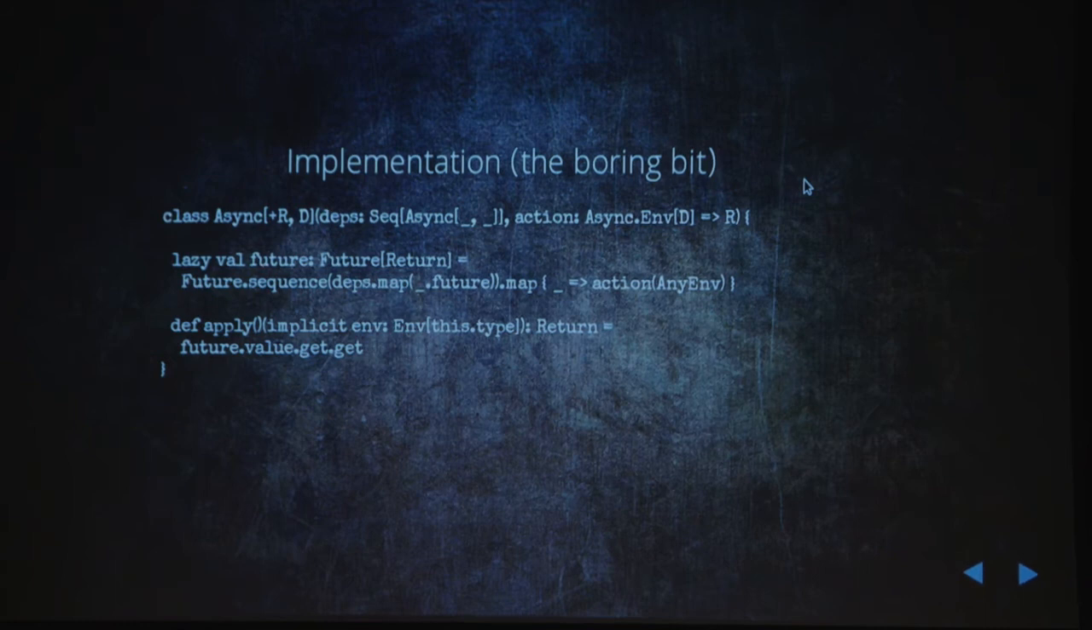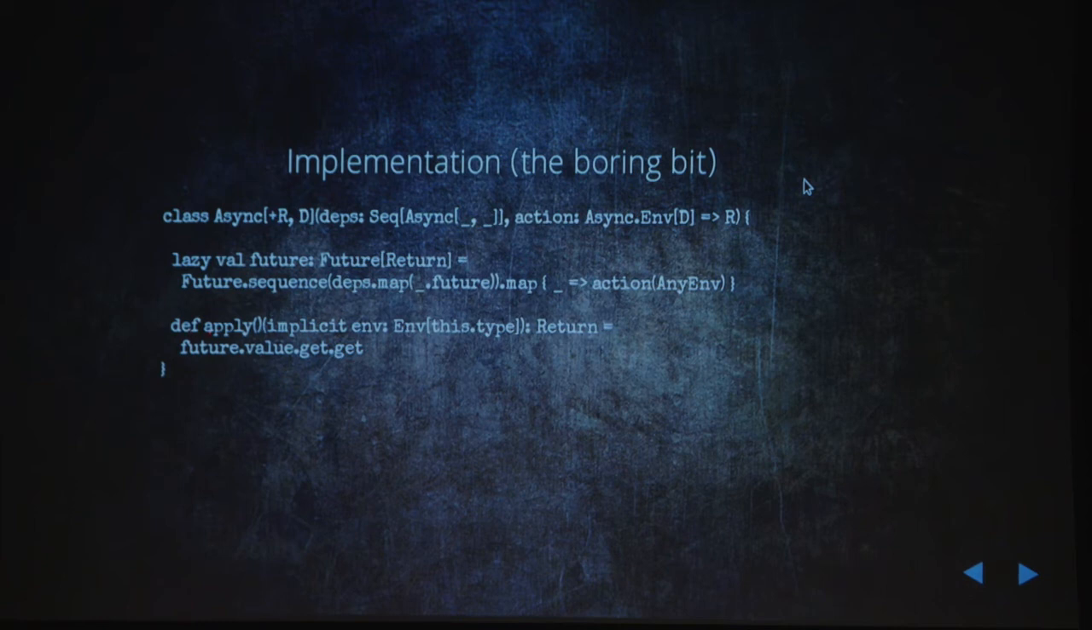This is almost all of the code. We have a future, a lazy future inside every async, and the implementation of that is to take the dependencies, get their futures, so recurse as necessary, and when they've all completed, so using map, we perform the action. And we give it any environment we need, because we're never going to use that environment parameter. It's there merely to guide compilation.